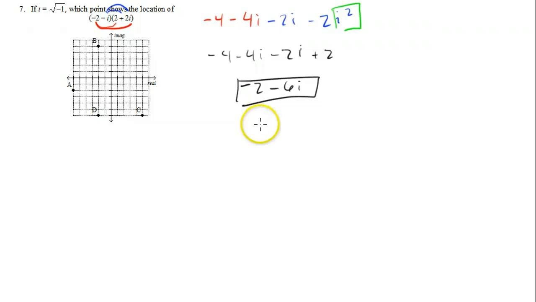When I graph this, it's just the real part, which we can notice the real axis here, and the imaginary part, which we can see it says imaginary axis here. So let's go on the real axis, negative 2, which is this one, like our x-axis, and then down 6. And that gives us point D.